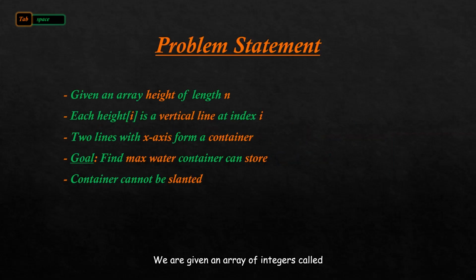We are given an array of integers called height. Each element represents the height of a vertical line drawn on the x-axis. Two of these lines and the x-axis form a container. Our task is to find the maximum water this container can store. Remember, the container must stand upright. It cannot be tilted.